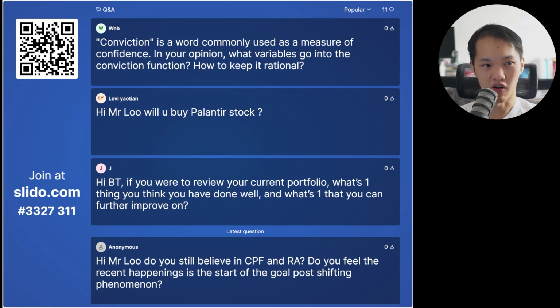Or I still believe in the fundamentals, or my thesis, which is reason ABC, right? I might be able to list it down, and then you can make your own assessment on the ABC. But the conviction itself, I think, is a bit hard, because it tells us nothing much. Then the question is, what variables go into the convictions? I think this one definitely is about the understanding.